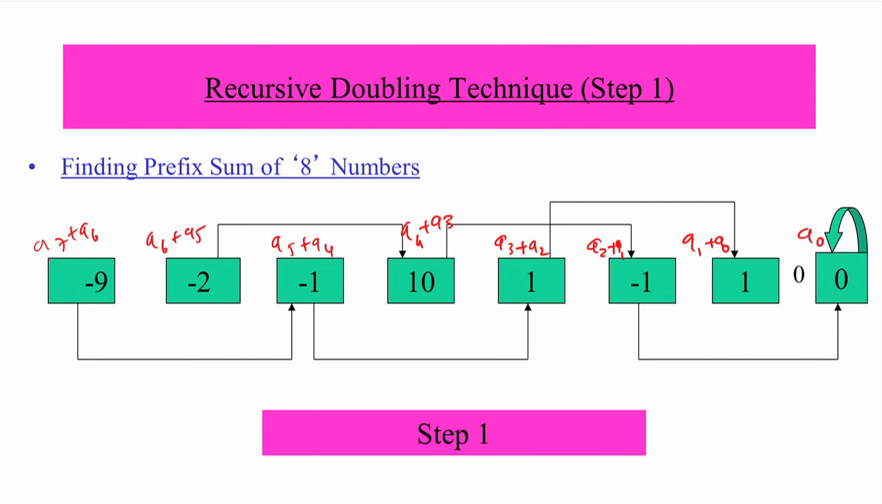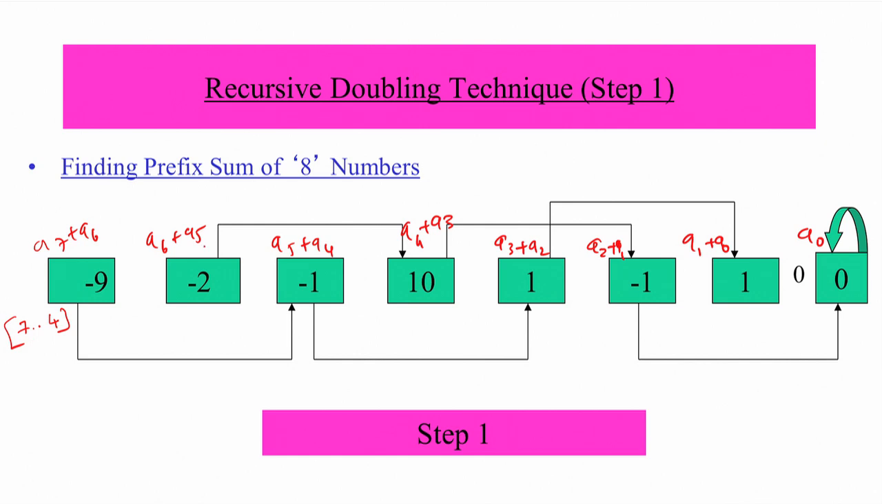So now please note that the content of this location is A7 plus A6, and it is currently pointing to a location which is storing A5 plus A4. Similarly, what is stored here is A6 plus A5, and it is currently pointing to a location which is storing A4 plus A3. So in the next step what will happen? Minus 9 will get added to minus 1, right. That means what will be stored here? It will be 7 to 4, because currently it has A7 plus A6 and I am pointing to A5 plus A4. So I will have 7 to 4.